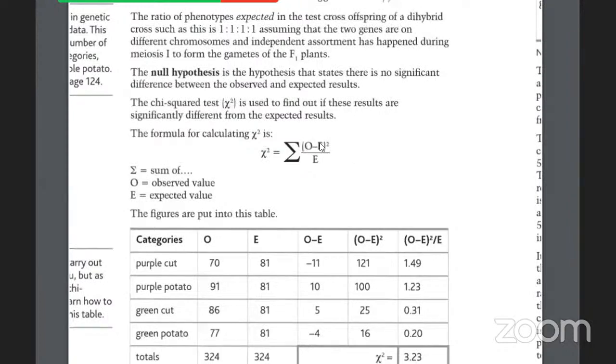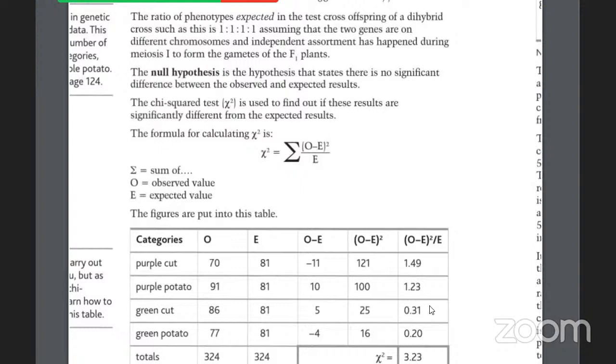Now, for the first plant, this is what we observed. As it says, observed minus expected, you square it. So it would be 70 take away 81, which gives you minus 11. Then you square it, you get 121. You divide it by the expected, and this is the final answer. You would do this for each of the categories. When you get all the answers, remember this symbol, kind of like an E, means sum of. We're going to add up the 0.2, the 0.3, 1.23, 1.49. And that is your chi-squared value.